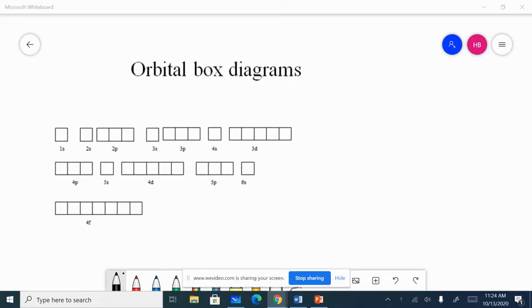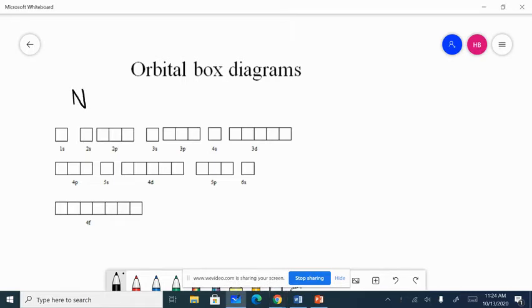Okay, now that you've learned a little bit about orbital box diagrams, I'm going to do first a little one for you and then a really big one, where I'll probably have to add some more boxes in there. So let's do a little one with nitrogen.